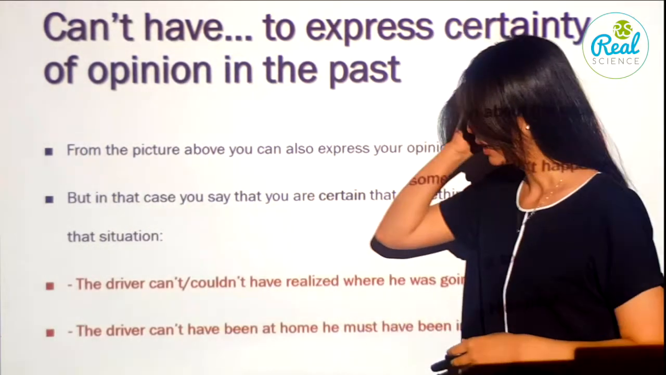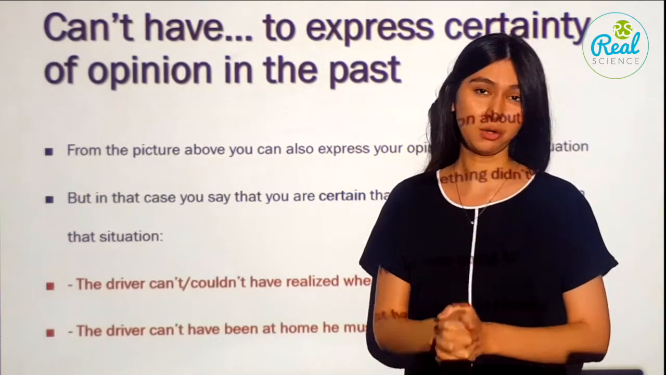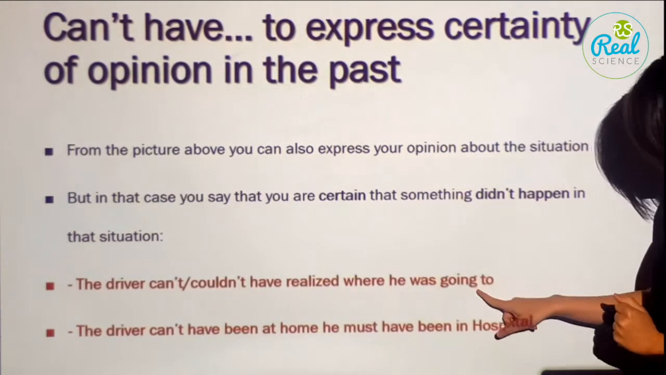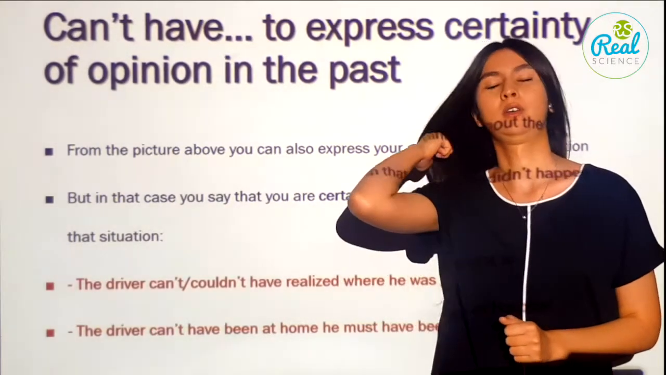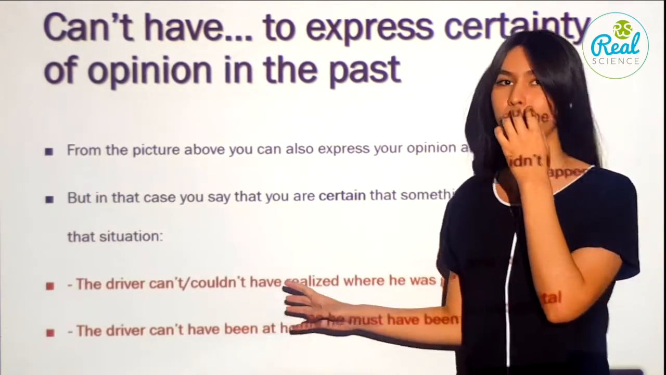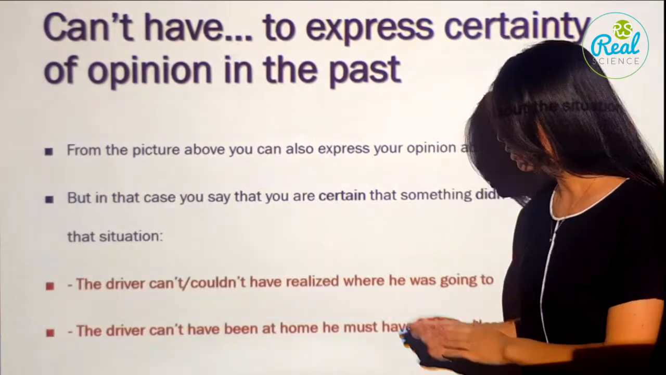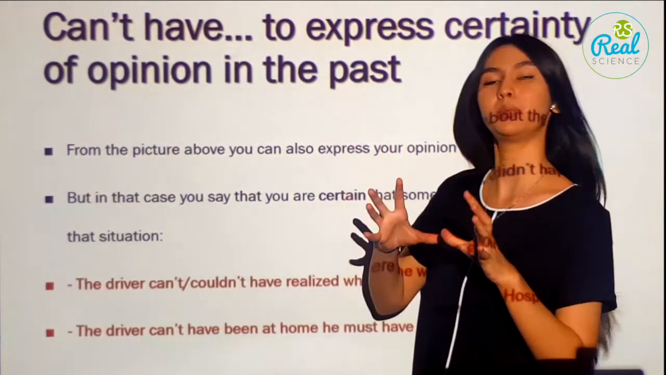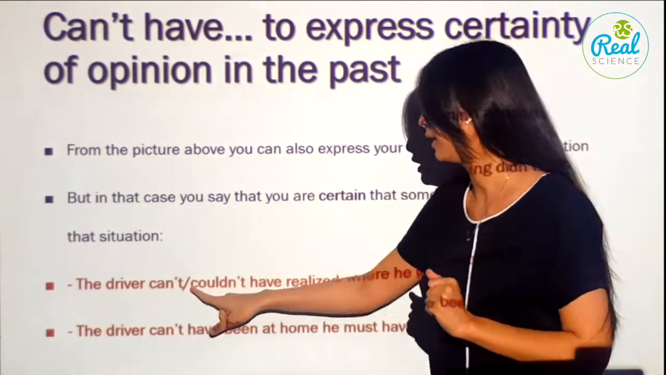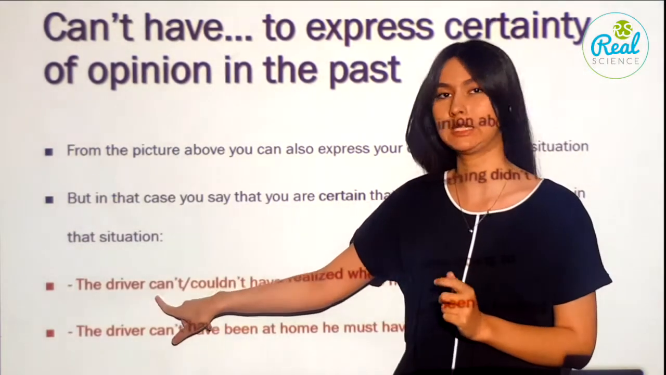Now look at the examples. So the first one, the driver cannot. So guys, instead of cannot, can't, you can use couldn't also. Can't or couldn't have realized where he was going to. Realize, что это значит? Understand. Понимать. Да. Осознавать, понимать, да? Он не осознал, куда он едет, да? То есть он не понимал, куда он едет. So here, guys, you are 100% sure that he didn't realize it. So something didn't happen. So the driver cannot have realized where he was going to. Here, I'm expressing my certainty in negative way.